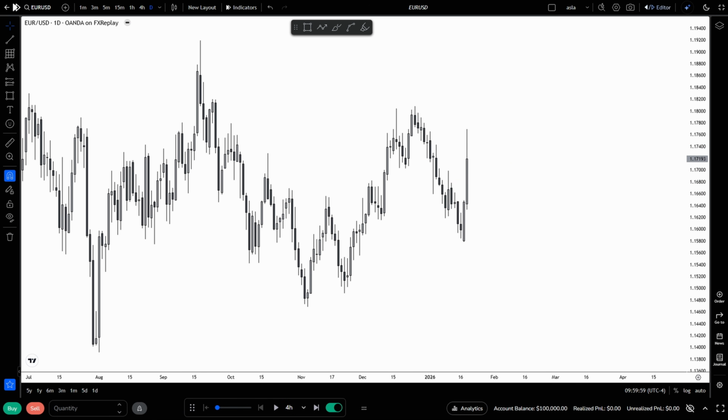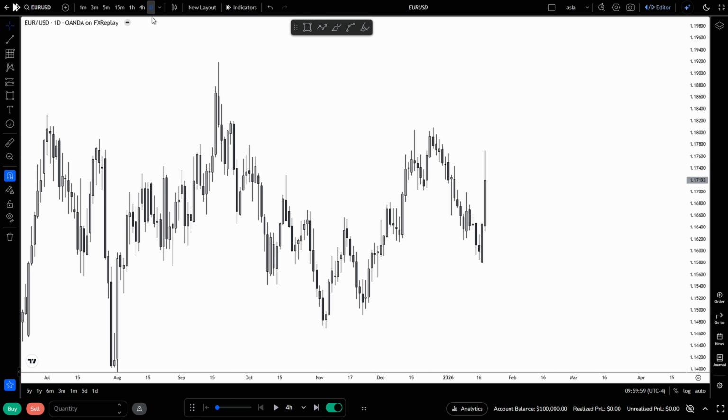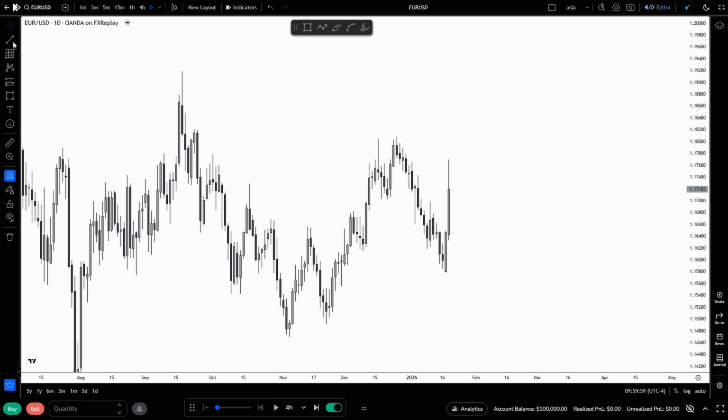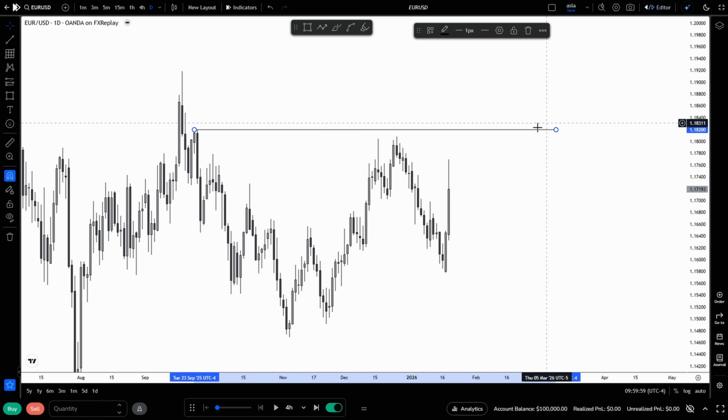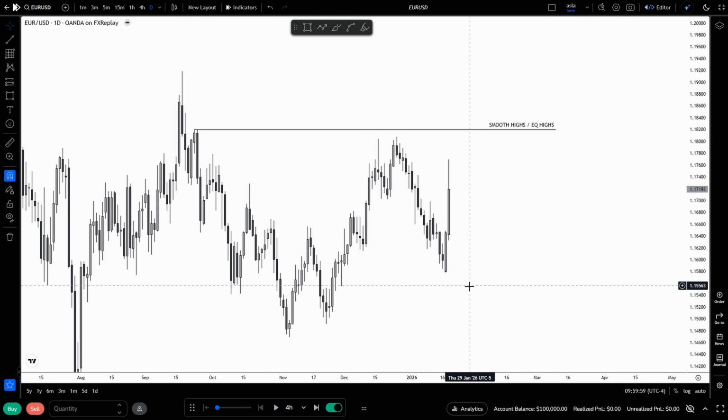Looking at this example, first let me go through a top-down analysis, because before we execute any trade, we always want to understand what the higher time frames are telling us. So first, if we move to the daily time frame, what do we have here? The first thing we can clearly see is that we have these smooth highs, or you can call them equal highs. Smooth highs and equal highs are basically the same thing because both represent resting buy-side liquidity. So right away we know there is liquidity resting above price.